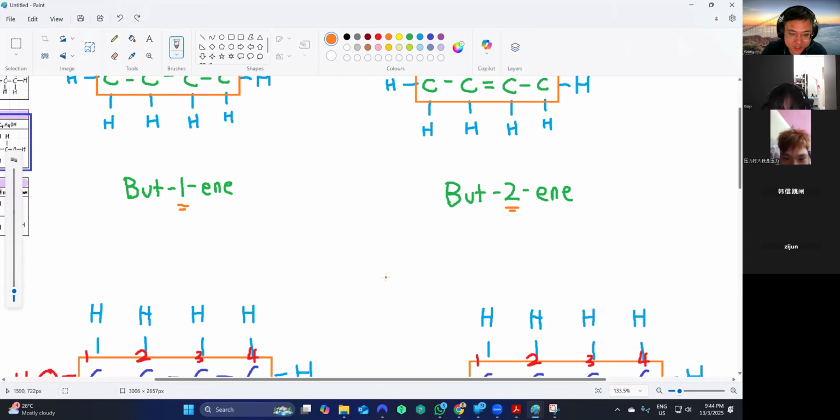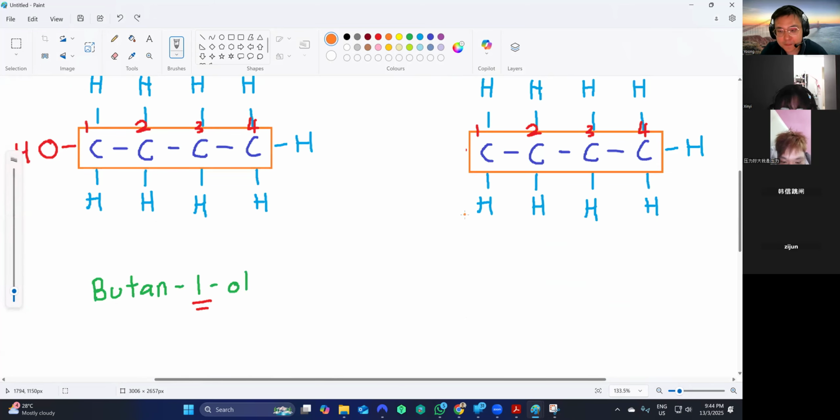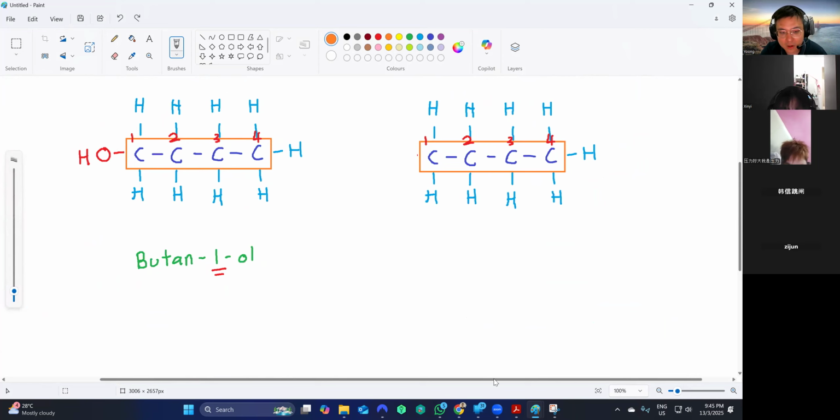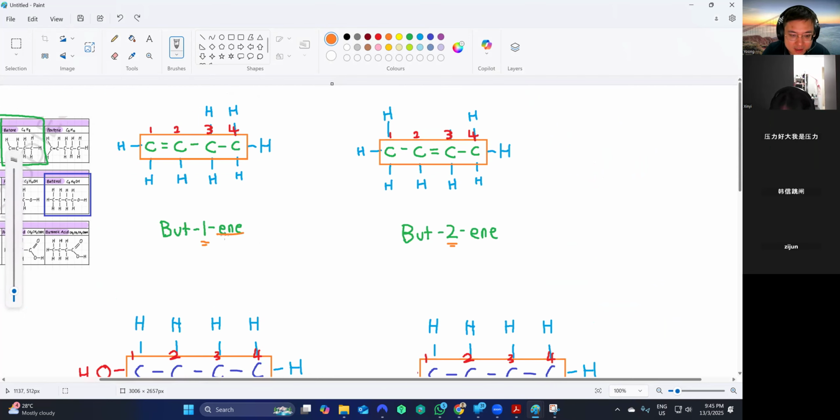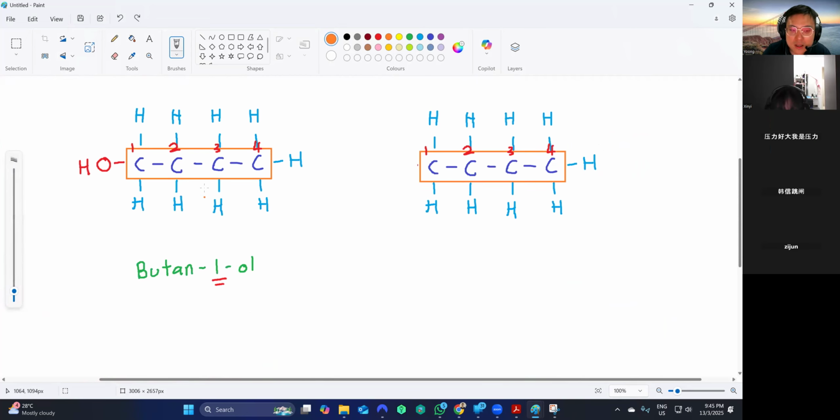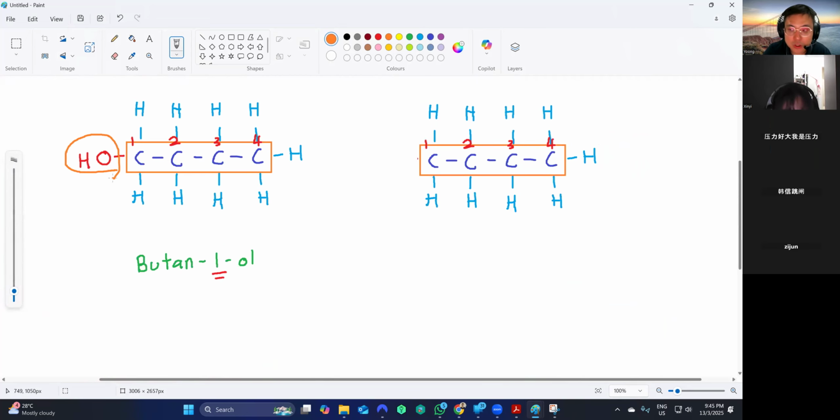Okay, let's look at another example. So down here, I have another example. Let's zoom out a little bit. This one is not fully drawn yet, but we look at this one first. So this is butanol, but-1-ol. The number is 1. You see here? Because this is alcohol, right? Just like here, the special thing is the double bond, here the special thing is the OH, which we call hydroxide. Do you see this OH is linked to number 1? Since it's linked to number 1, that's why this one is called butan-1-ol.